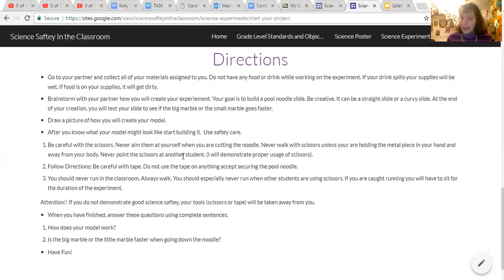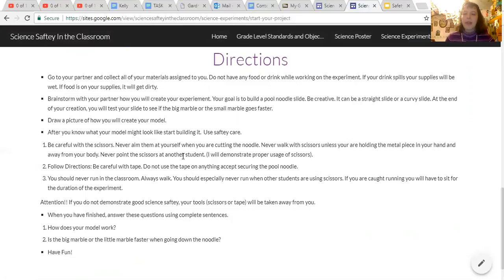You should not have any food or drinks while working on the experiment. If your water spills on your paper or on your pool noodle, it's all wet. You can't use it. If you spill water or a drink on your tape, you can't use it. If you have food, it'll get dirty. That is why we do not eat or drink in this classroom.